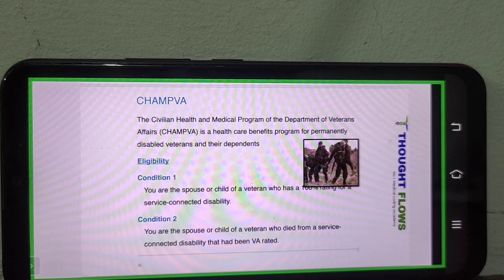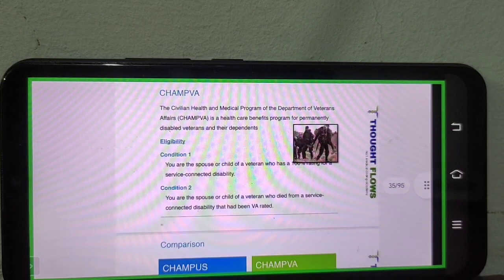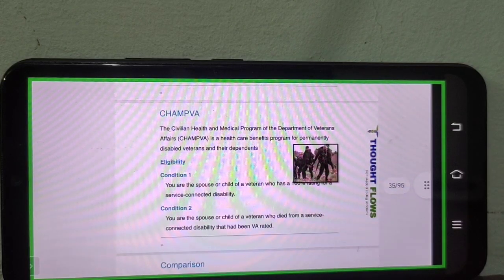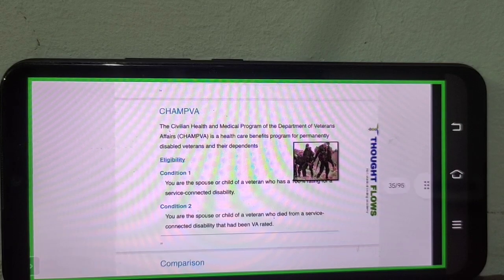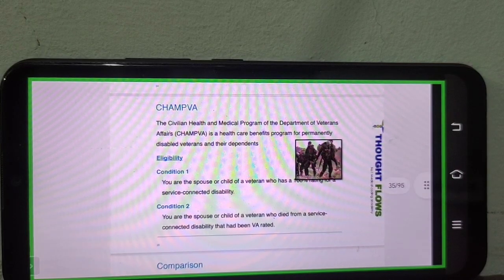But we have two conditions. Condition number 1, veterans who are 100% disabled during the service. At that time, the program will cover their family members and the veterans also. Condition number 2, veterans who died from the service, this insurance program will cover their family members. That's it. Did you understand these 4 federal insurance programs? Yes, ma'am.